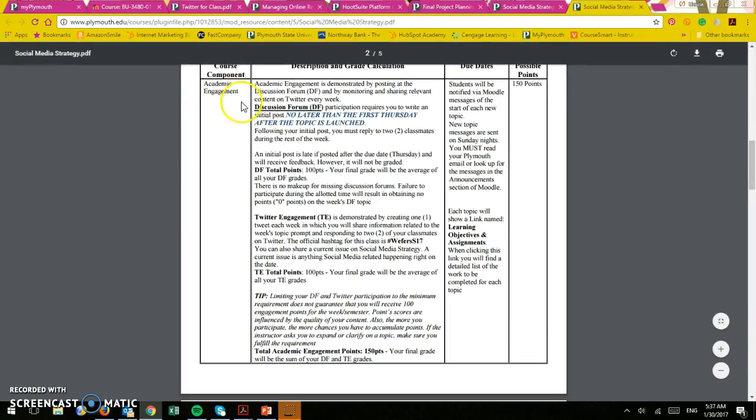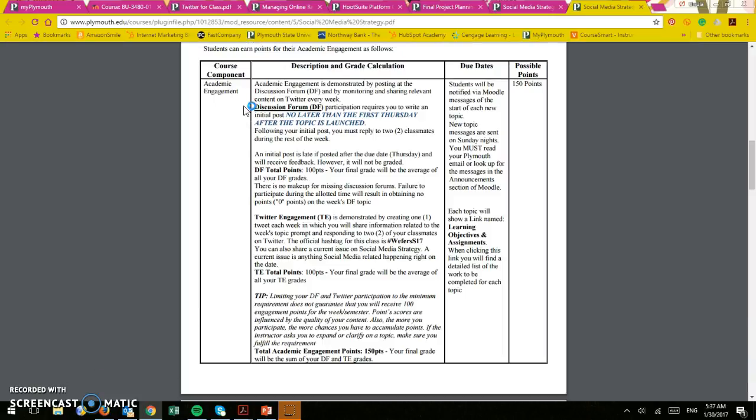We have here the academic engagement. Academic engagement is broken into 2 parts. You're going to have discussion forums, and you're going to have what I call the Twitter engagement. Having a Twitter account is a requirement for this class. You're going to be tweeting, and you're going to be replying to tweets, and you're going to share documents over tweet. It's more the introduction of who you are and where you're taking the class. It's going to happen on Twitter and not on a discussion forum.